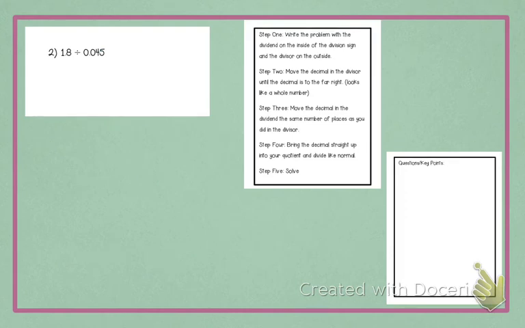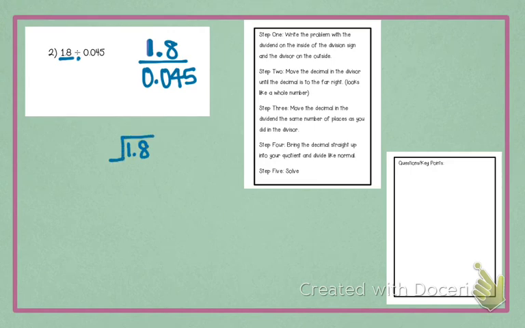Our next problem is 1.8 divided by 0.045. And remember, this could look like this, 1.8 divided by 0.045. And that's fraction notation. So step 1, we read 1.8 first, so we write 1.8 down. We read the division sign, so we write the division sign. Then we read this number, and that is our divisor.